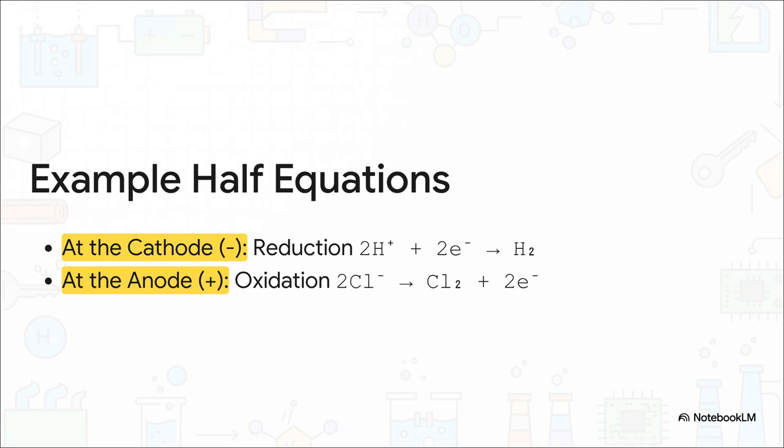Let's take an example from an aqueous solution. At the cathode, 2 hydrogen ions gain 2 electrons, that's reduction, to form a molecule of hydrogen gas. At the anode, 2 chloride ions lose 2 electrons, that's oxidation, to form a molecule of chlorine gas. See that little e- symbol for electrons? That's what we're tracking. And these half equations always have to be balanced for both atoms and charge.